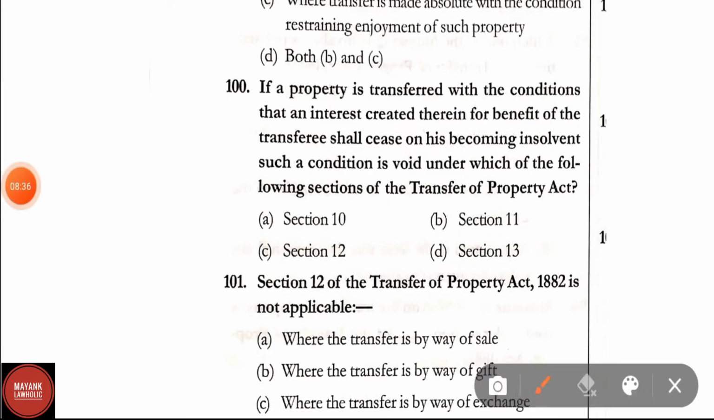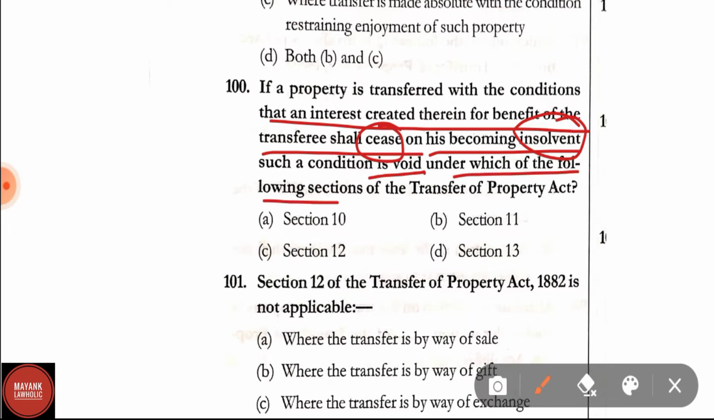Question number 100. If a property is transferred with the condition that an interest created therein for the benefit of the transferee shall cease on his becoming insolvent, such a condition is void under which of the following sections of the TPA? Correct answer is section 12 of TPA.